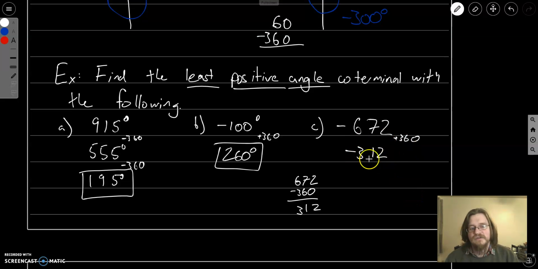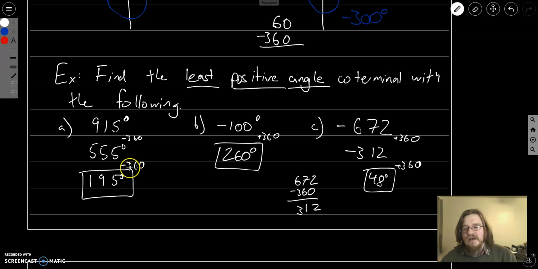This is still a negative number, so I haven't found the correct positive angle yet, so I'll add another 360 to this. Adding 360 to this gives us a 48 degree angle, and it's positive, and this is going to be the smallest one. If I add any more 360s to this, it'll be quite big. So again, typically mathematicians, scientists, and engineers will prefer to work with the angle that's between 0 and 360. It normally makes the most sense.